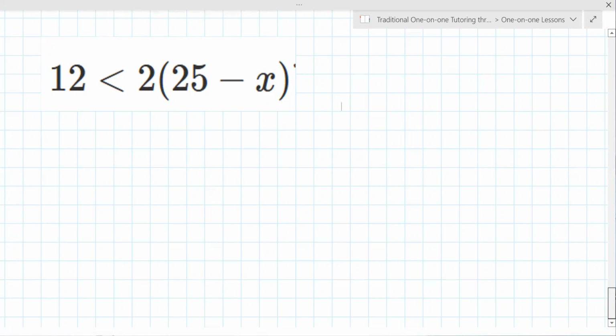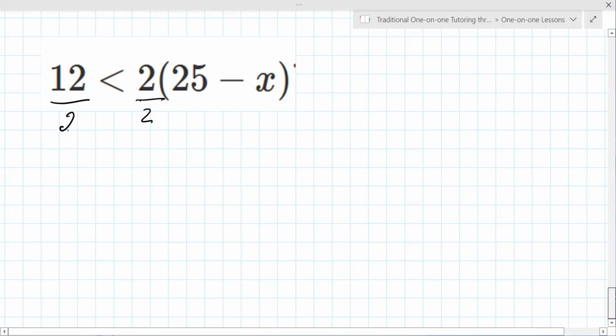Add 12 to 25. You were correct when you were about to say divide. What should you divide both sides by? 12. No. 2. So you're going to divide both sides by 2. You did that in an earlier problem. It was reasonable. So that's 6 is less than 25 minus x.